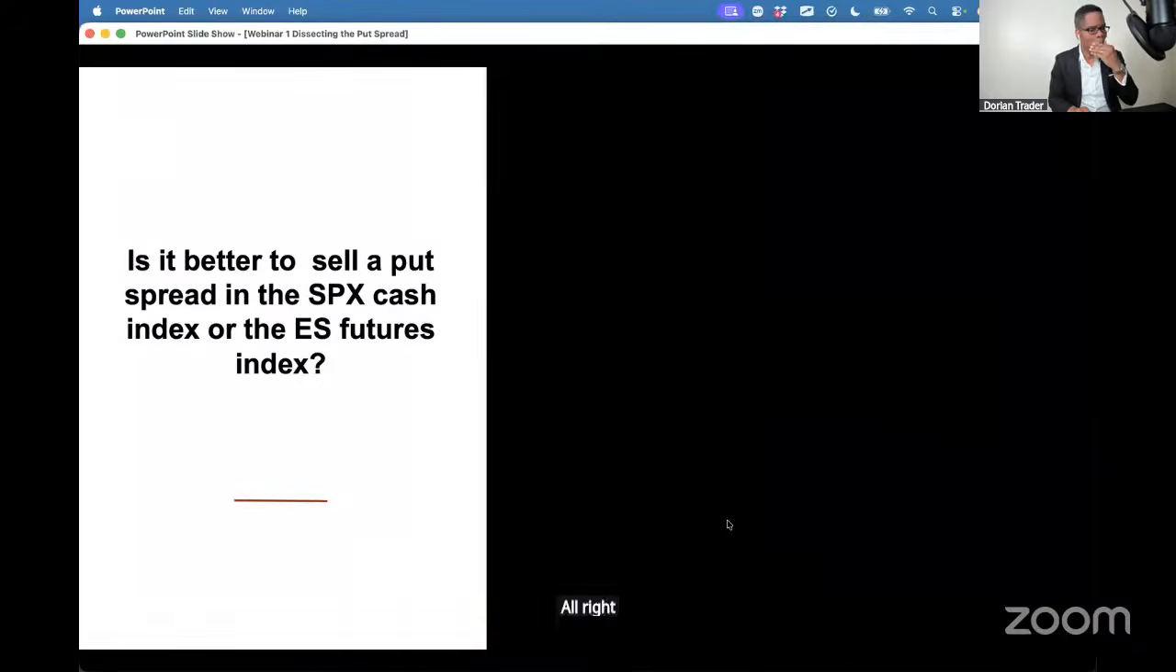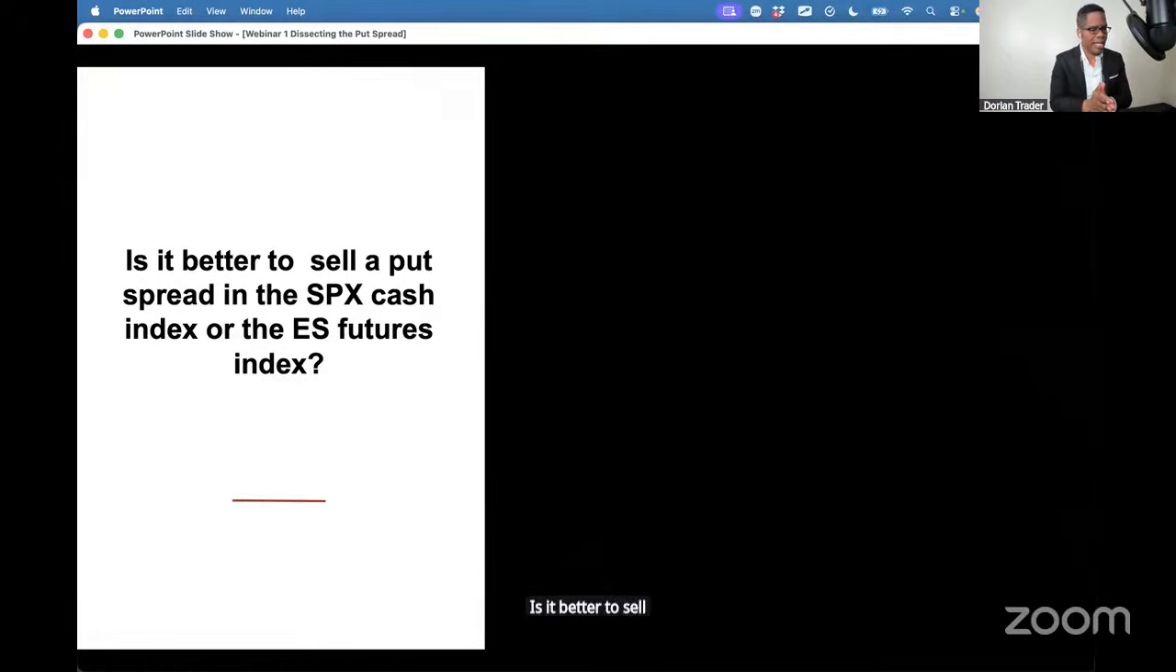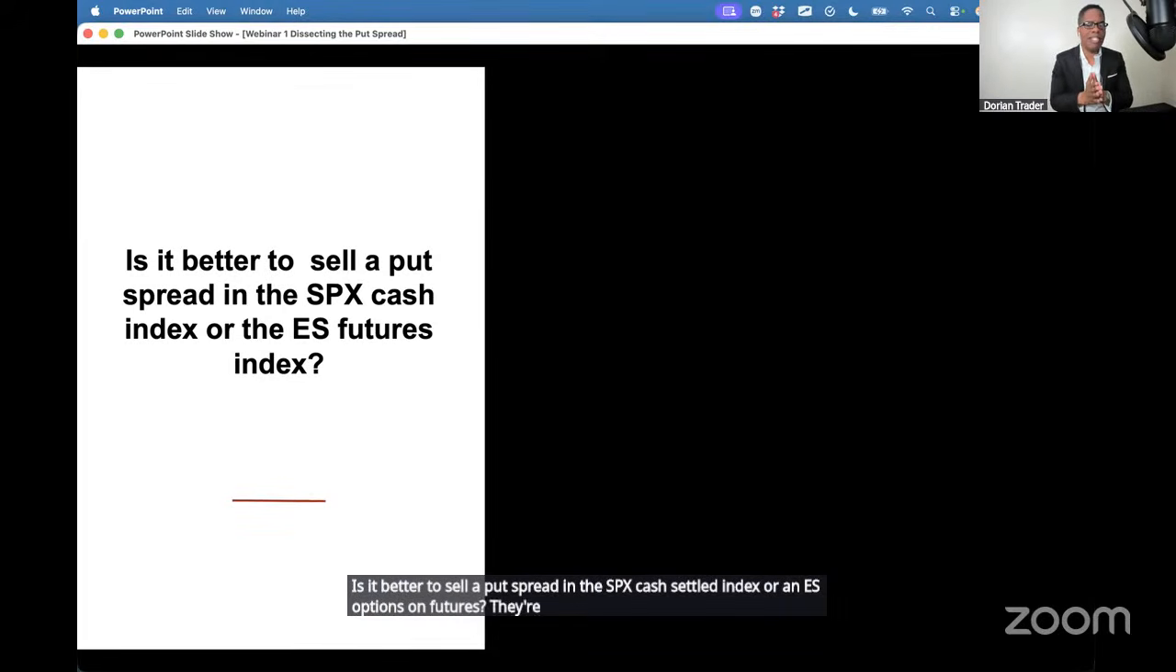All right, so we're going to do an experiment here. Is it better to sell a put spread in the SPX cash settled index or in the ES options on futures? They're the same thing. They're the S&P 500, but which one is better?